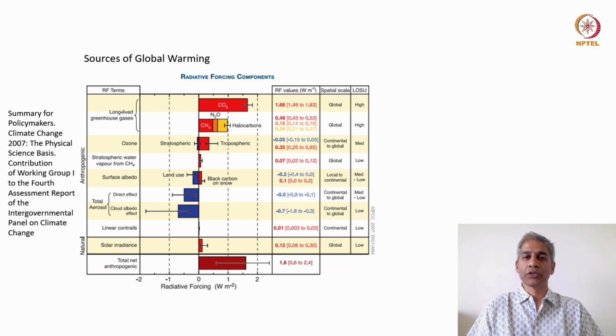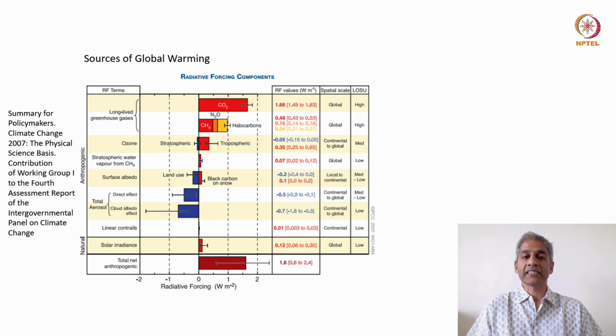And so the different sources that contribute to an increase in radiative forcing, which are basically all the horizontal bars going towards the right and shown in red, are greenhouse gases. And greenhouse gases are carbon dioxide, methane, nitrous oxides, and halogenated gases. So they all contribute to the warming.